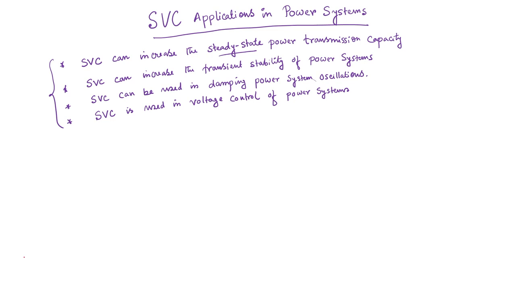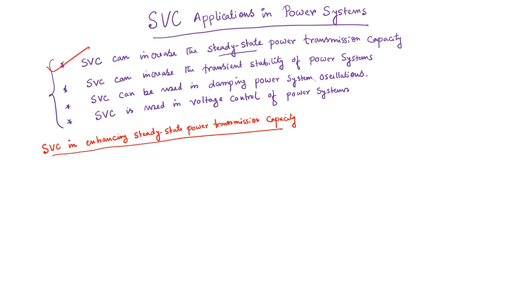We will start with the first application of SVC, that is, to increase the steady state power transmission capacity of a power system. So, let us write: SVC in enhancing steady state power transmission capacity. To understand that, we will take two different systems. One is an uncompensated transmission line, another is a compensated transmission line.